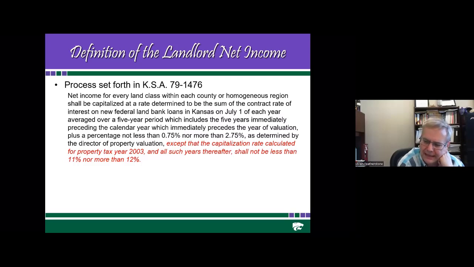However, the statute was changed in 2003, basically indicating that the capitalization rate is going to be between 11 and 12%. If you look at what a market capitalization rate would be, a lot of that is in the 3 to 4 to 5% range. And so the capitalization rate is quite a bit higher than what's in the market.